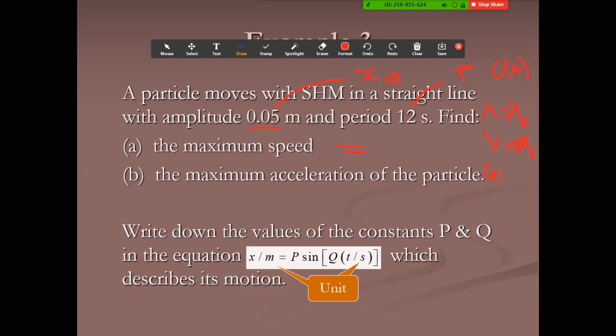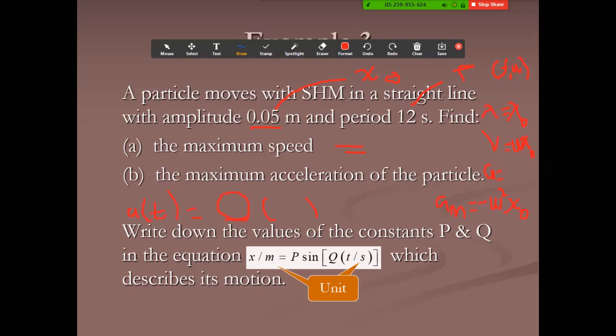What is maximum acceleration? It is negative omega squared x naught. This is your maximum acceleration formula. You go back to your time formula, your a in terms of time. Whatever is beside the trigo is your maximum value. The one beside the trigo is actually negative omega squared x naught. That's your a max.